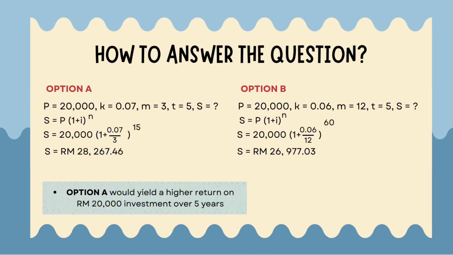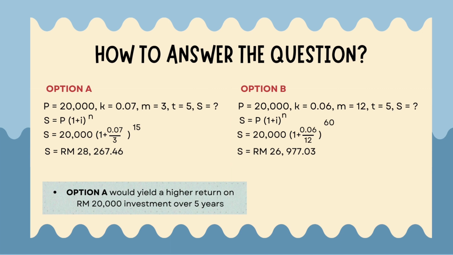For option A, the compounding frequency M is 3. The interest rate K is 7%, but we need to convert it into a decimal, so it becomes 0.07. Meanwhile, for option B, the compounding frequency M is 12. The interest rate K is 6%, which in decimal form is 0.06.